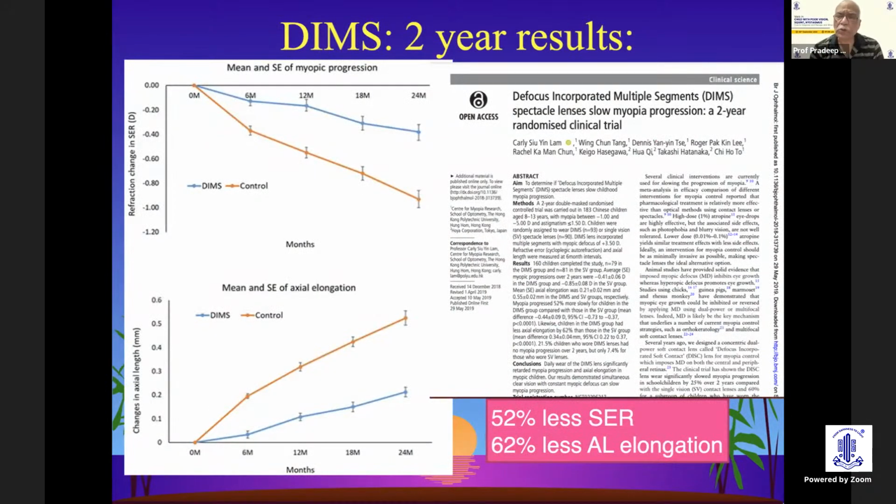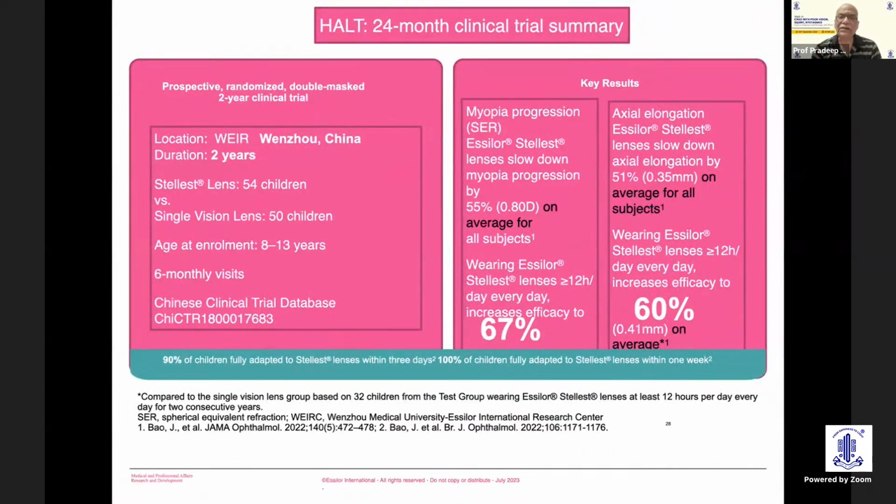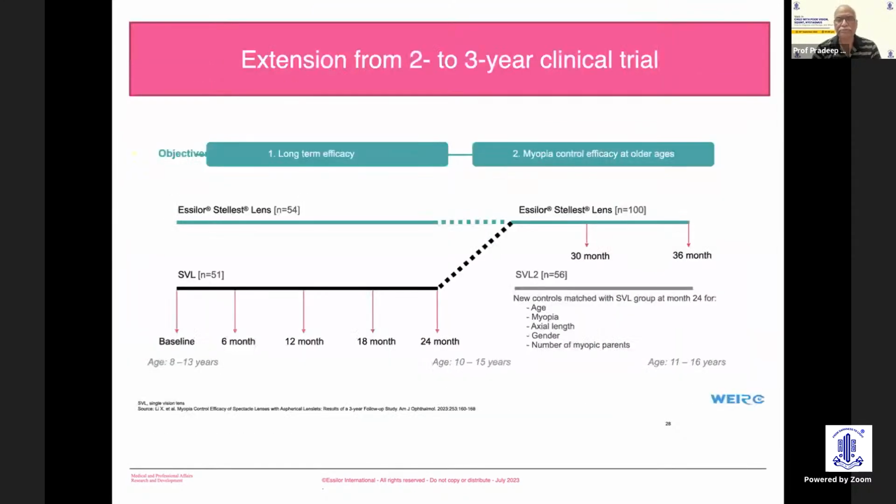The DIMS study 2-year results showed that spherical equivalent error progression was reduced by 52%, and axial length elongation by 62%, with the DIMS lenses. Similarly, the HAL trial published 24-month, or 2-year, results in which they had shown 67% efficacy in the spherical error in diopters and 60% in terms of axial length, with the usage of these spectacles worn at least 12 hours per day.